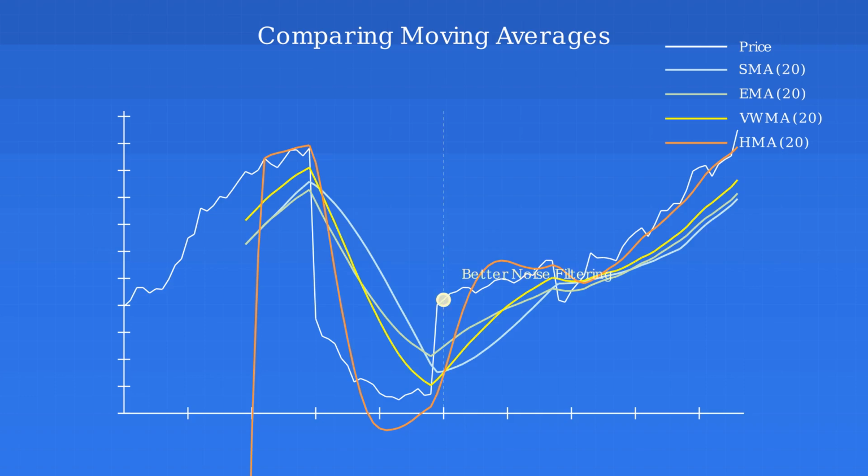During this consolidation period, the HMA provides clearer signals by filtering out random noise while still remaining close to the price action. At this final trend change, the HMA identifies the new uptrend significantly earlier than traditional moving averages, providing traders with an earlier entry signal.